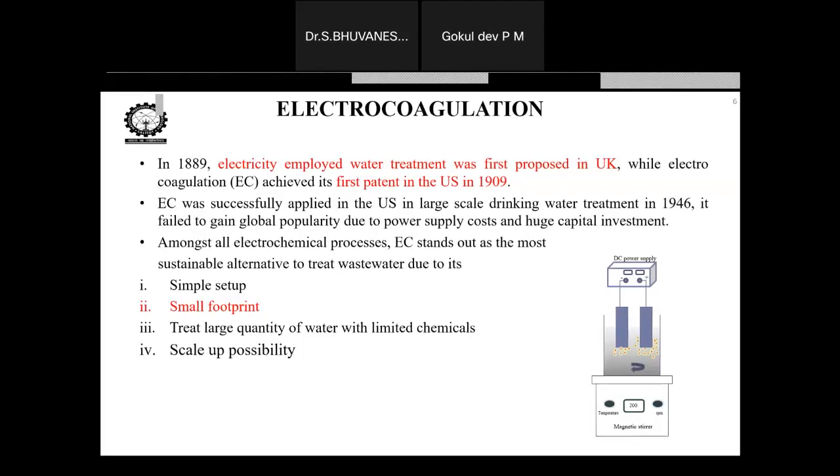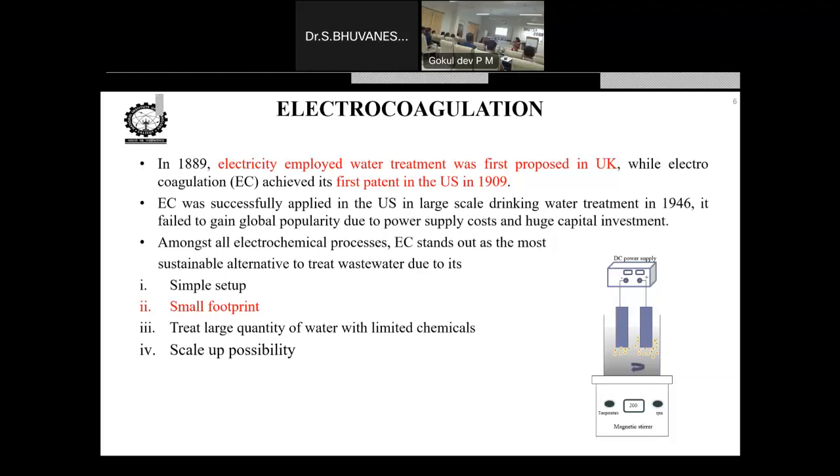If you give 30 volts or 50 volts, which will give the best performance? 50. So electrical potential is a driving force. But can we give 50, 60, 70 like that? Can we go on increasing? No. Why can't we give a high electrical potential? Energy consumption increases. Since we are using electrical energy, the energy consumption will increase. So we have to optimize certain parameters, otherwise it will not be cost effective. Because of this reason, it was not much popularized.